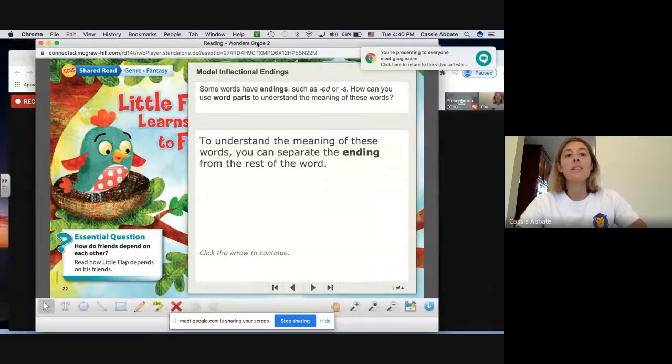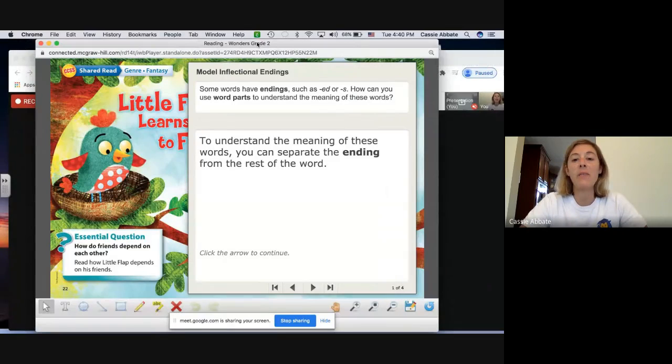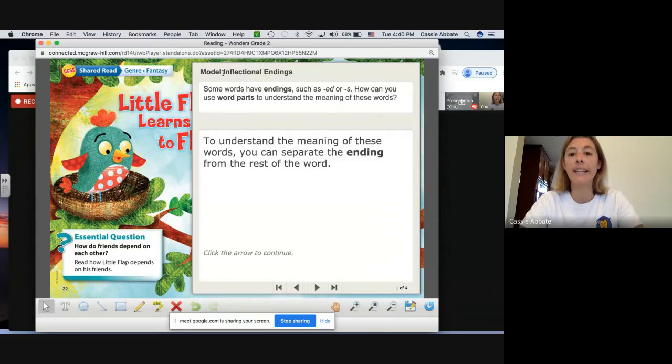All right, so today our vocabulary skill is something called inflectional endings. I know that's a big word, inflectional endings. It says, let's learn a little bit more about it. Some words have endings such as ed that makes the ed sound or s that makes the s sound. How can you use word parts? So these are word parts.